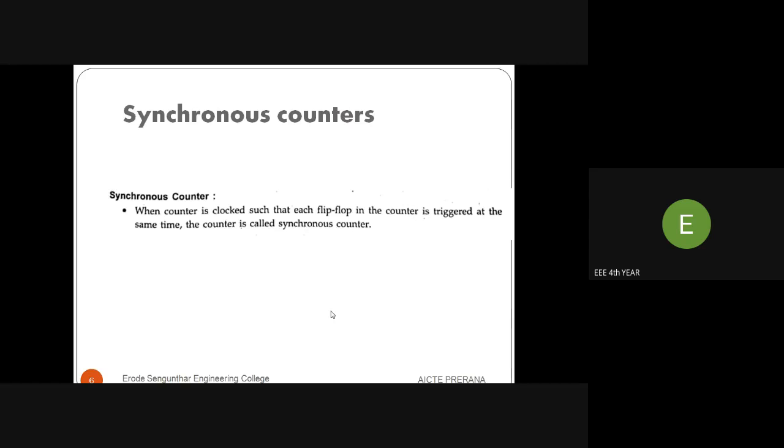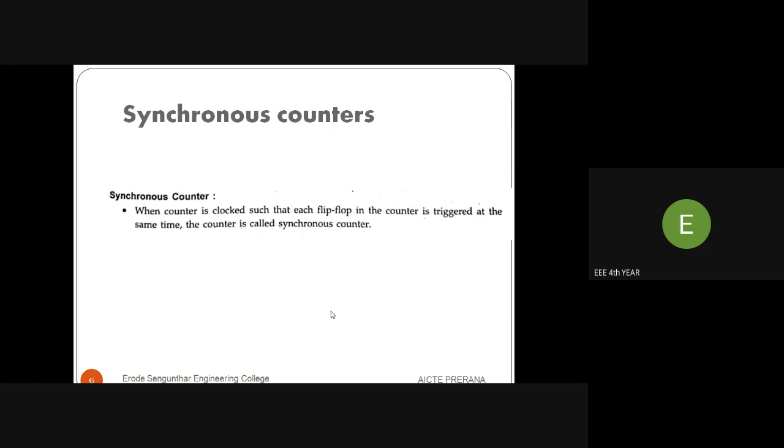Based on the connections, there are two types of counters: synchronous counters and asynchronous counters. What is meant by synchronous counters? When the counter is clocked such that each flip-flop in the counter is triggered at the same time, the counter is called a synchronous counter. That means all the flip-flops are clocked simultaneously, all at a time.